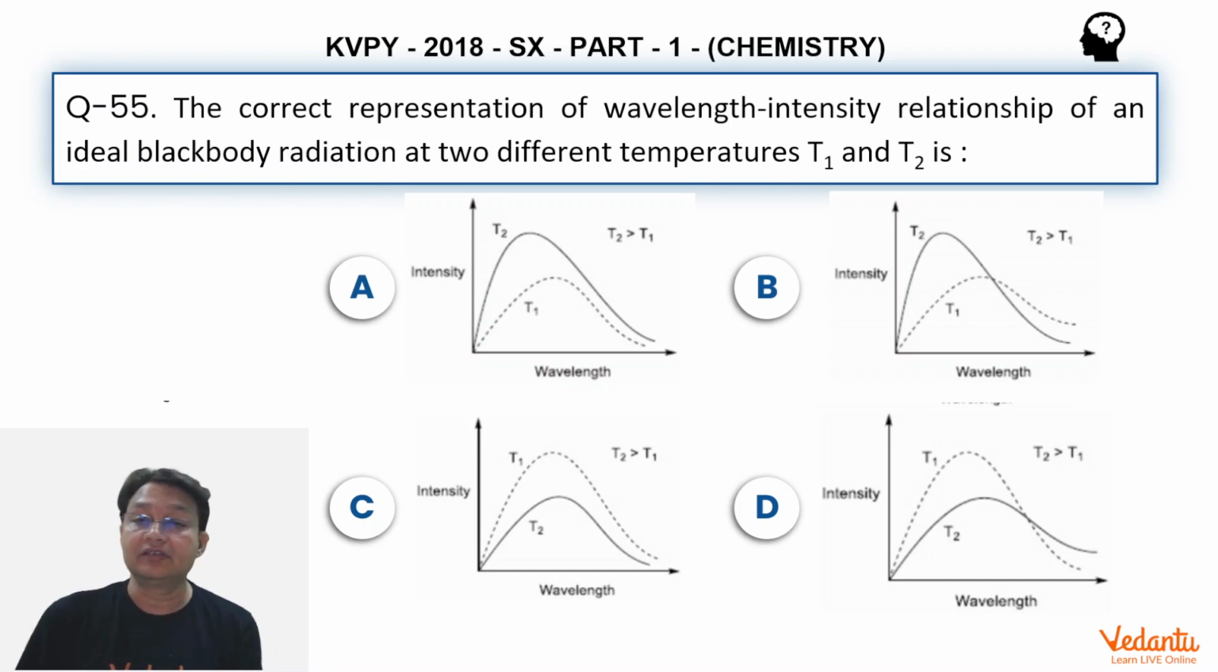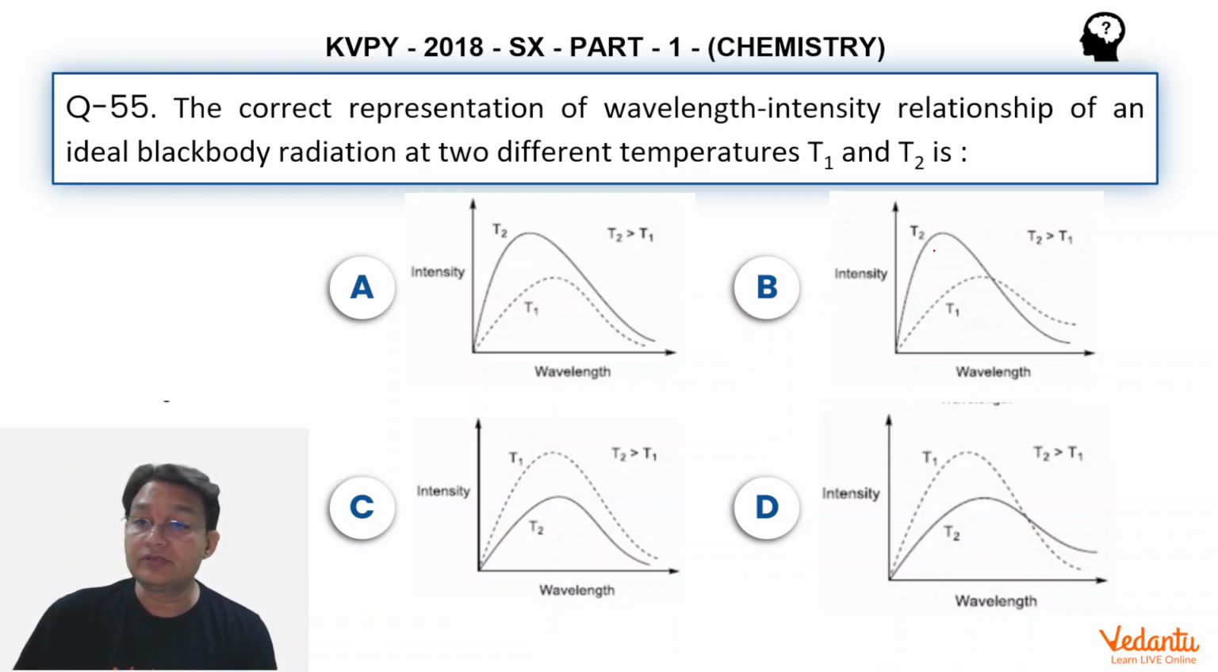Here's a question. The correct representation of wavelength intensity relationship of an ideal blackbody radiation at two different temperatures, T1 and T2, is option A, B, C, and D.